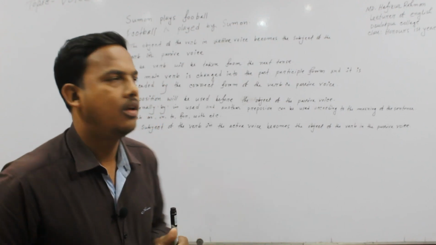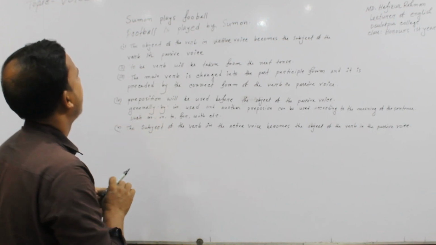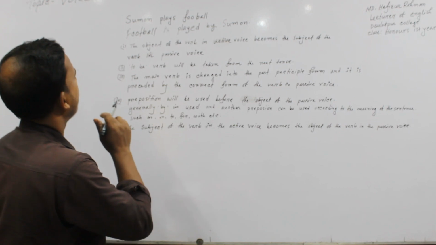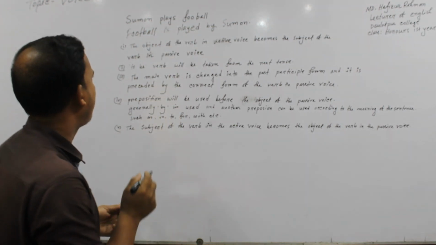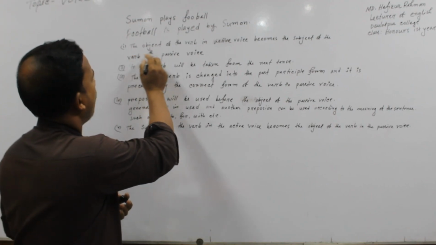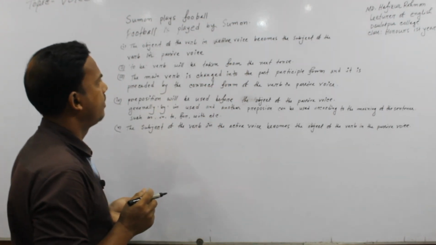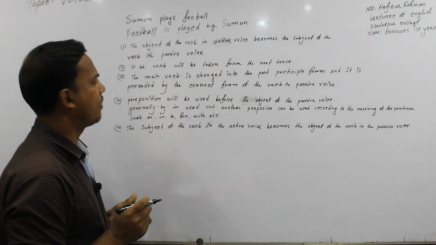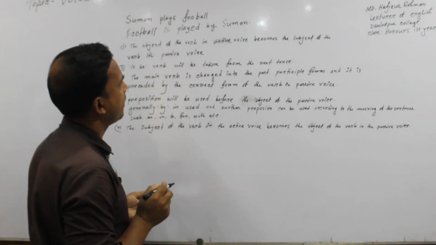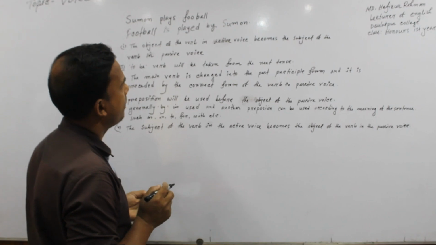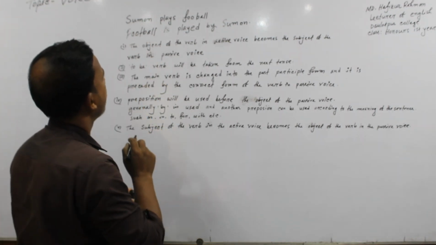So now I will change an active voice into passive. Shumon plays football. Number one, the object of the verb in active voice becomes the subject of the verb in passive voice. In this sentence, what is the object?